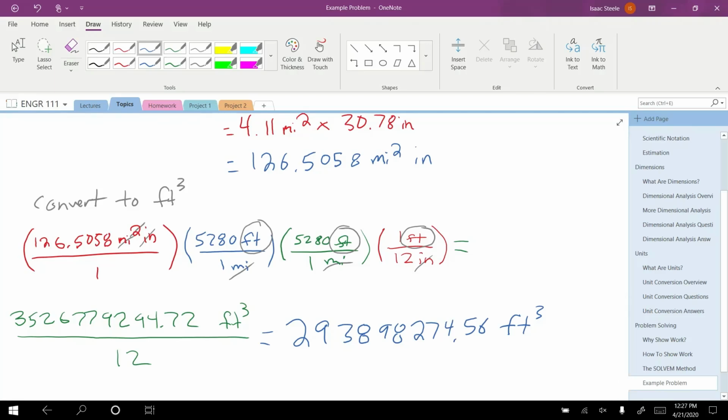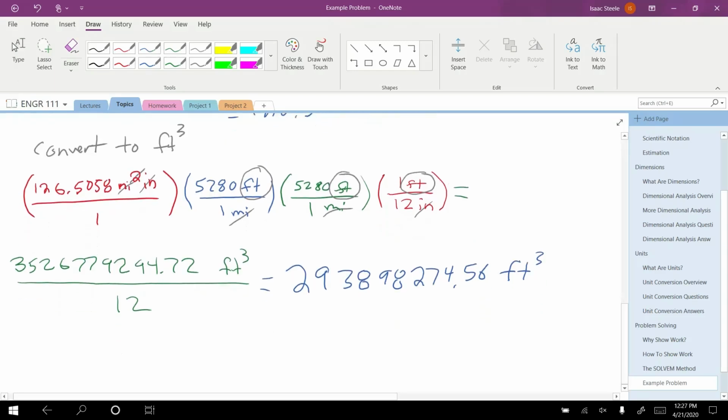How come you haven't rounded? How come you haven't used your significant figure rules yet? And the reason for that is I like to do it at the very end. If I start rounding now, if I start multiplying it by some more stuff or adding things to it, then I'm multiplying a rounded number with another rounded number, and it gets less and less precise each time. So I've changed it into feet cubed.